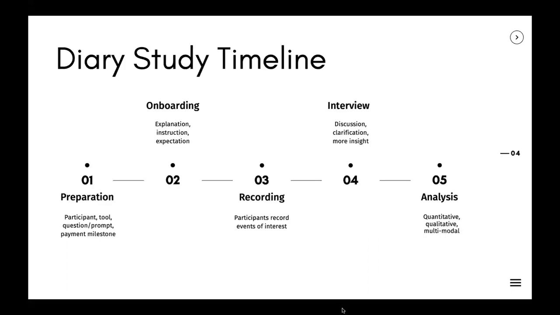Here is a typical timeline of a diary study. After the initial preparation, researchers explain the study topic and give detailed instructions in the onboarding phase. Then, study participants record the events of interest related to the study topic during the recording period, followed by an interview to discuss the recorded diaries and provide more insights. Finally, researchers analyze the collected data.